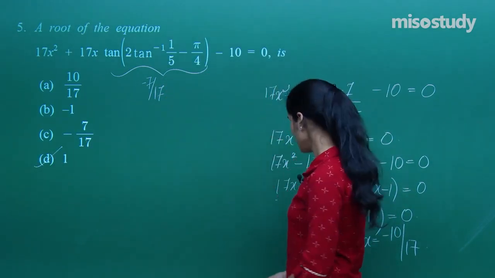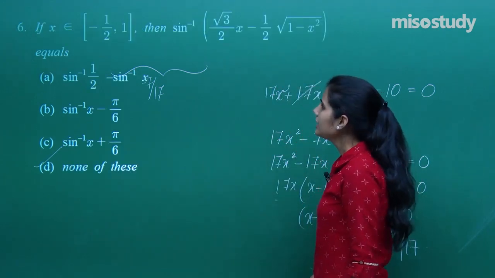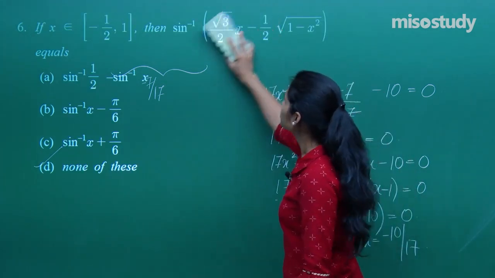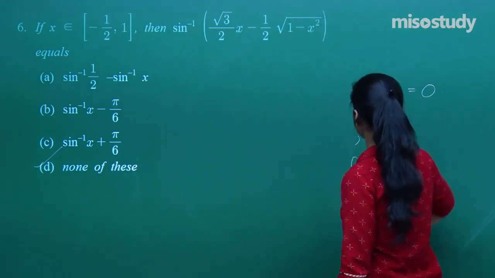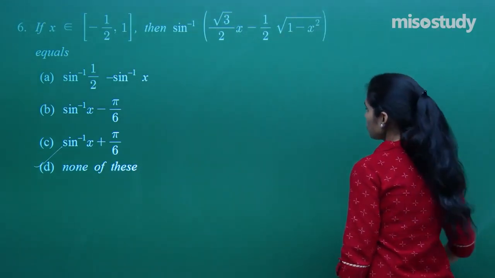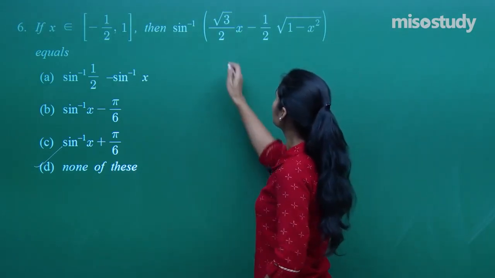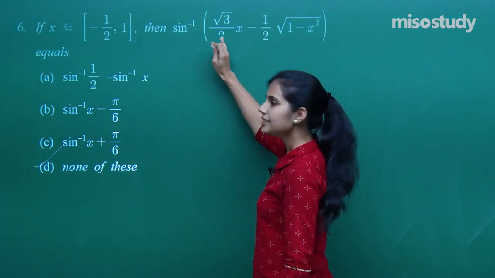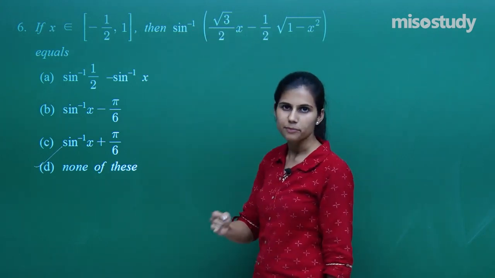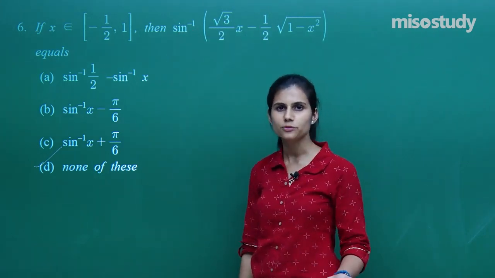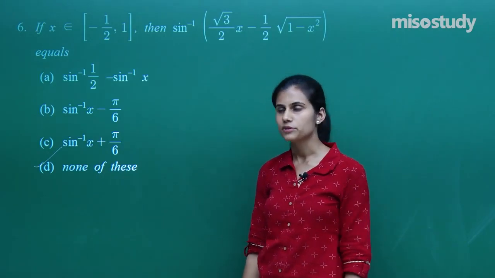Fine. Next question, let's see what it is. If x belongs to the closed interval minus 1 by 2 to 1, then sine inverse of this expression is what? So over here what we are going to do is basically manipulate this expression. I need somehow sine inside, so that sine inverse of sine of something can help me reduce this given expression to the algebraic form, and then we can very easily proceed with that.